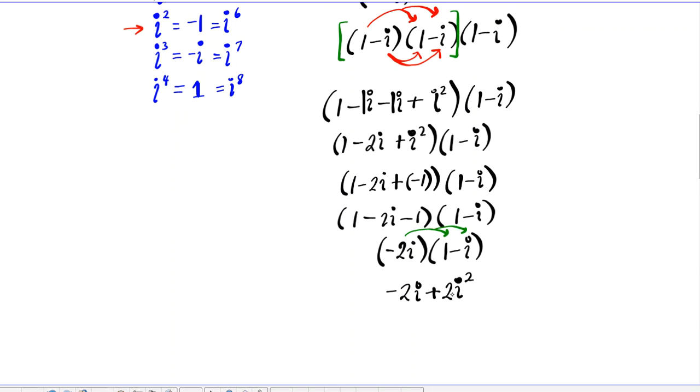We have another i squared scenario which has to be reduced. So this is going to become negative 2i plus 2 times i squared becomes negative 1. Okay? And then your final answer, just multiply positive 2 and negative 1. That gives you negative 2 minus 2i. And that is your final answer.